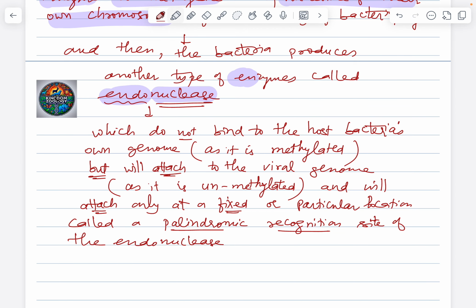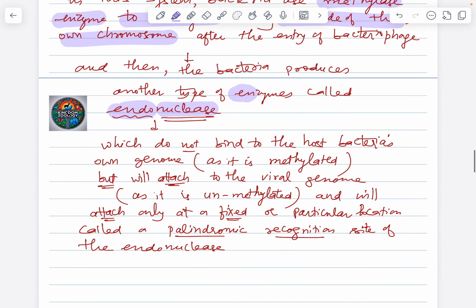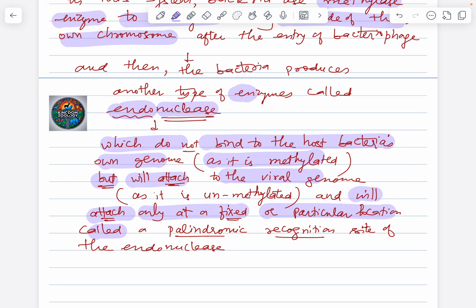Okay, so the bacteria produces endonucleases. They do not bind to the host's own genome as it is methylated, but will attach to the viral genome because it is unmethylated. And where will they attach? Randomly anywhere? Of course not. They will attach only at a fixed or a particular location called a palindromic recognition site of the endonuclease.